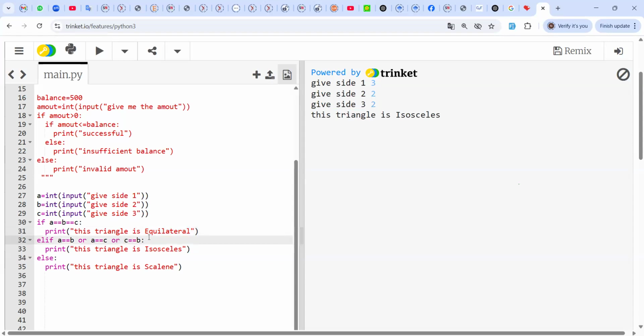We're going to check this one and try to explain it. In this one, what did it say here? We told it if A is equal to B or A is equal to C or C is equal to B, that means this triangle is isosceles. When we type 3 2 2, that means B is 2 and C is 2, so B is equal to C. This one got executed. And if we have false or true, the result is true.